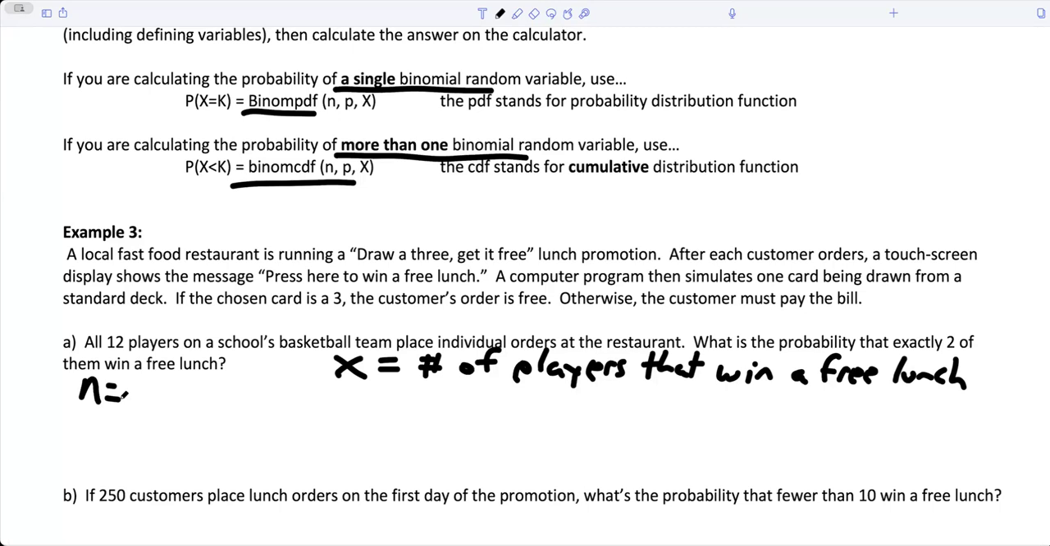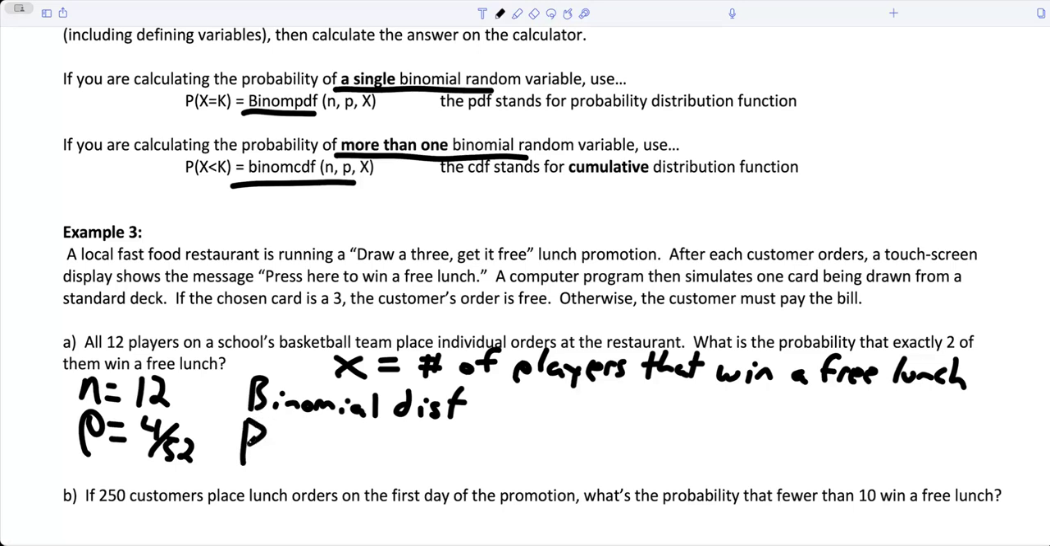So N is equal to 12. Probability of success. How many 3s are there in a standard deck of cards? There's 4 out of 52. And since they are all placing individual orders, we can consider the orders independent of each other. So this is a binomial distribution. Write that down. And we want to find the probability that X equals 2.